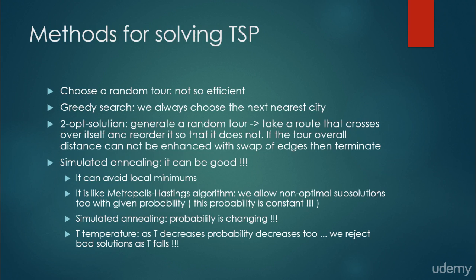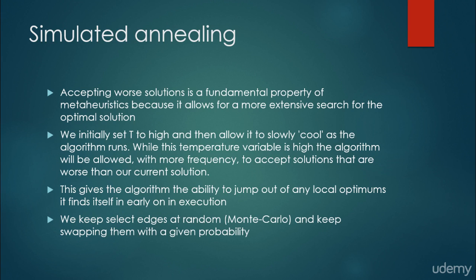So in simulated annealing, the probability is changing too. We have a parameter called temperature, and as the temperature decreases, the probability decreases too. So we reject bad solutions by default. We are going to see it during the implementation, so it will be clear. Accepting worse solutions is a fundamental property of metaheuristics because it allows for a more extensive search for the optimal solution. And as I said earlier, these kinds of simulations can avoid local minimums.